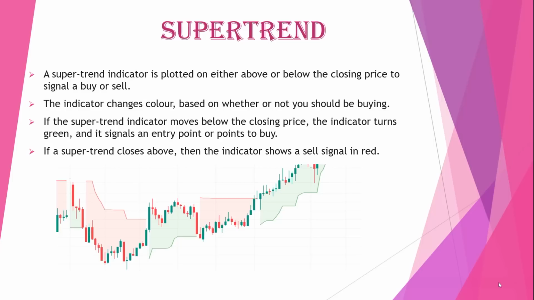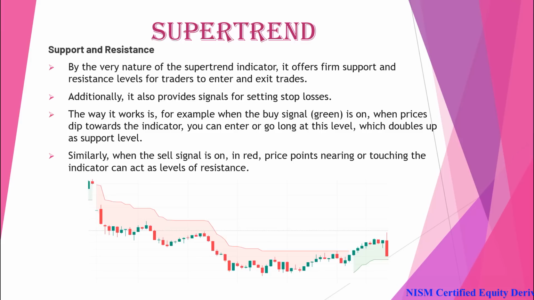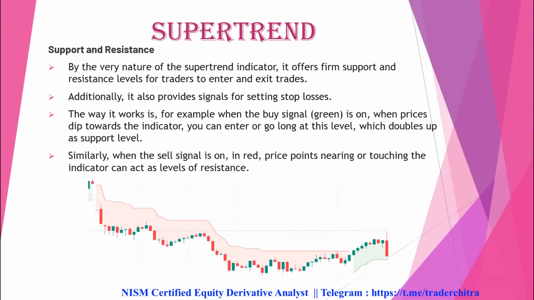If the SuperTrend indicator moves below the closing price, the indicator turns green, and it signals an entry point or a point to buy. If the SuperTrend moves above the closing price, the indicator shows the sell signal in red. By using the SuperTrend, we can easily identify the support and the resistance level. By the very nature of the SuperTrend indicator, it offers firm support and resistance levels for the traders to enter and exit the trades.